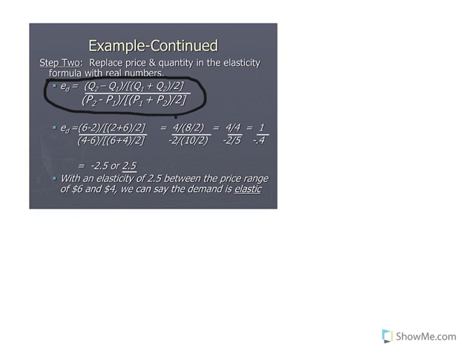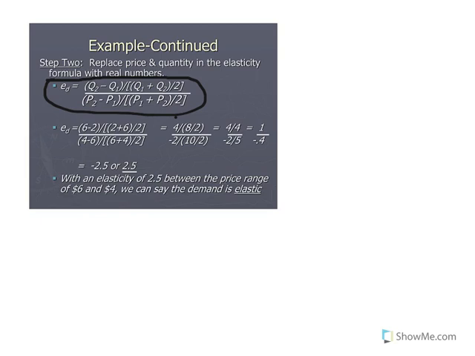So for our numerator, we end up having 4 divided by 4, which is equal to 1. Then going on to our denominator, 4 minus 6 is negative 2, and then 6 plus 4 is 10. 10 divided by 2 is 5. So we have negative 2 divided by 5, and we come up with negative 0.4.